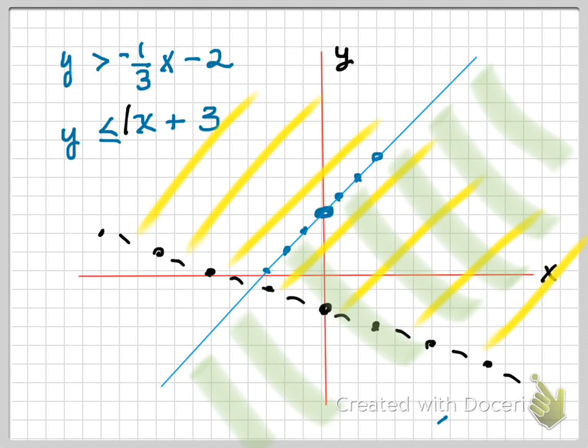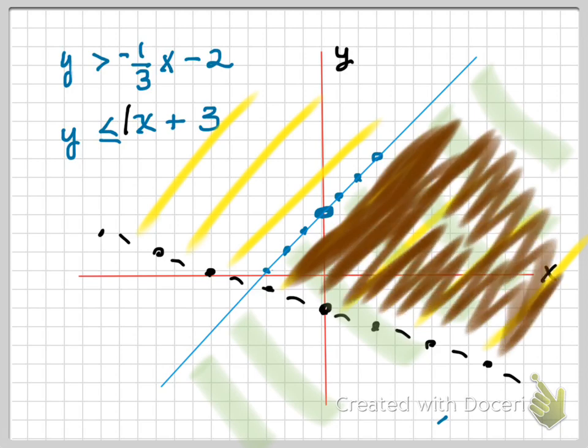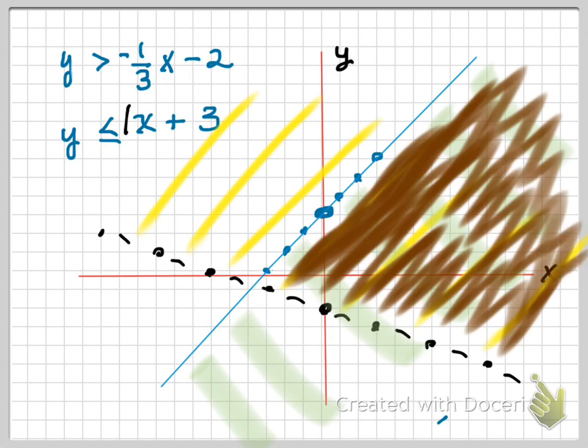And now, wherever those two colors overlap is my answer. So you have to somehow show that you know where those two colors overlap at. So I'll use a brown and color in that shaded region where they both overlap at. So all the points in this shaded region, along with the points on this line, will satisfy both equations.